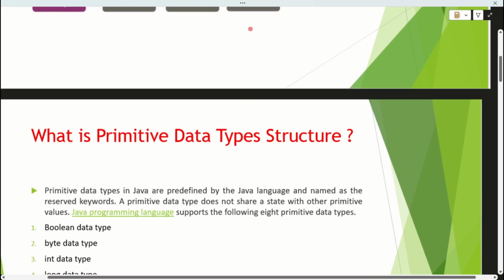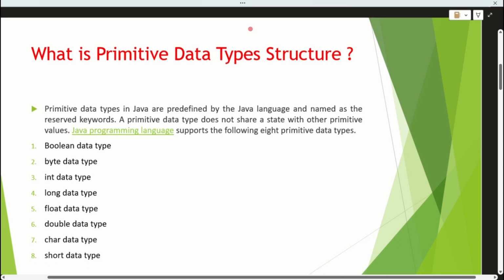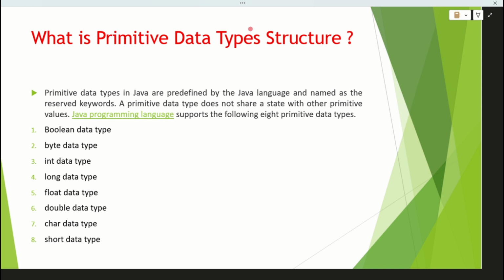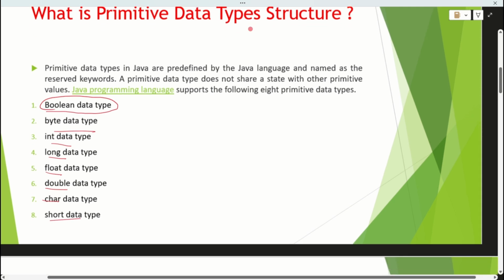So what do you think, what are primitive data types? See, primitive data types, in simple language, are unbreakable. In Java, they are predefined by the Java language and named as reserved keywords. Now see, what does unbreakable mean? It means no further division is possible for the primitive data types. There are 8 primitive data types in Java: boolean, byte, int, long, float, double, char and short. So let us first discuss these data types.